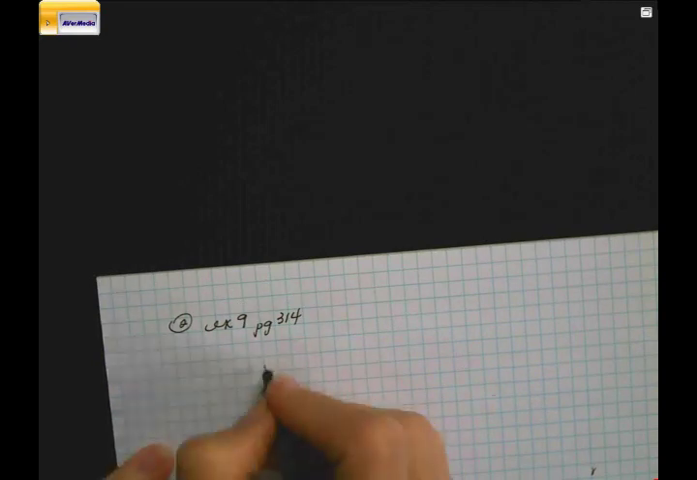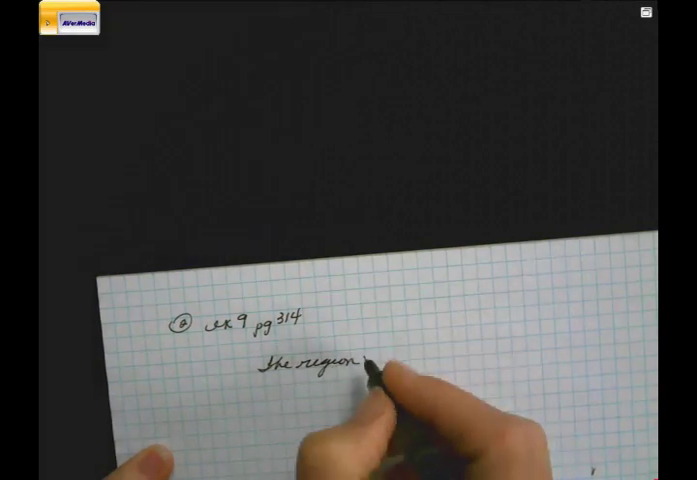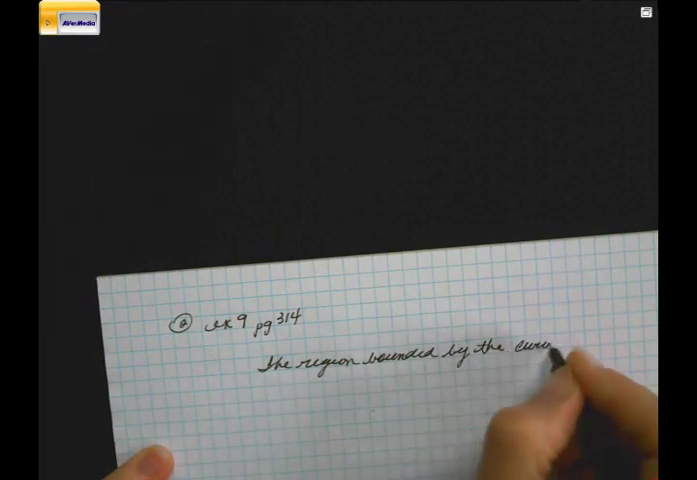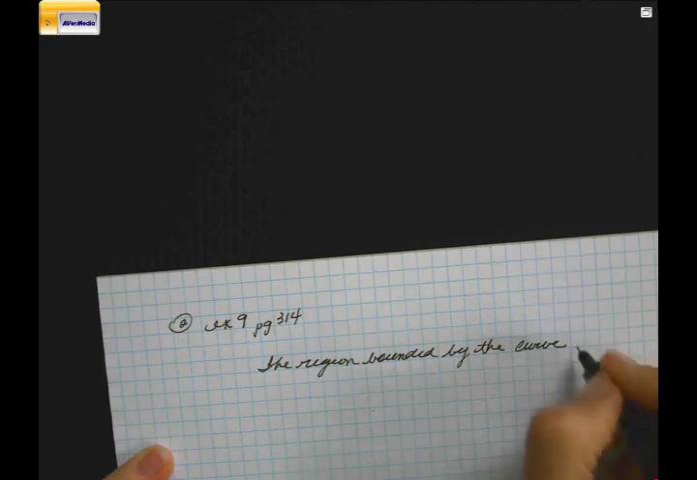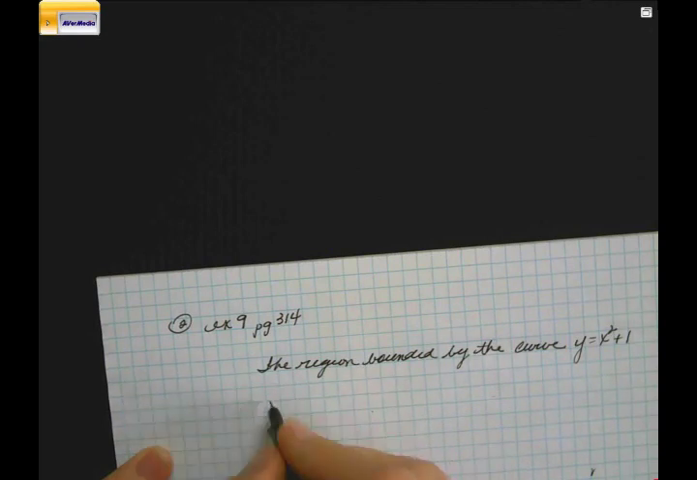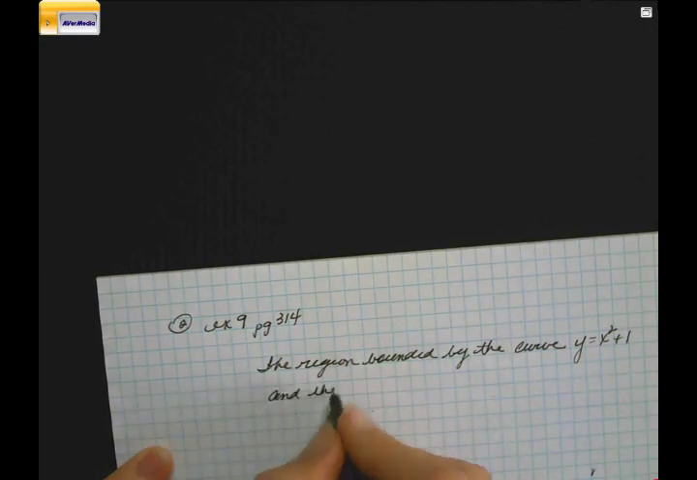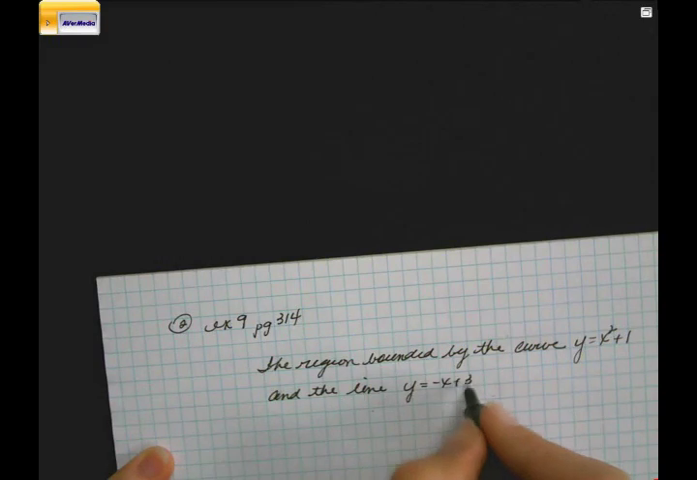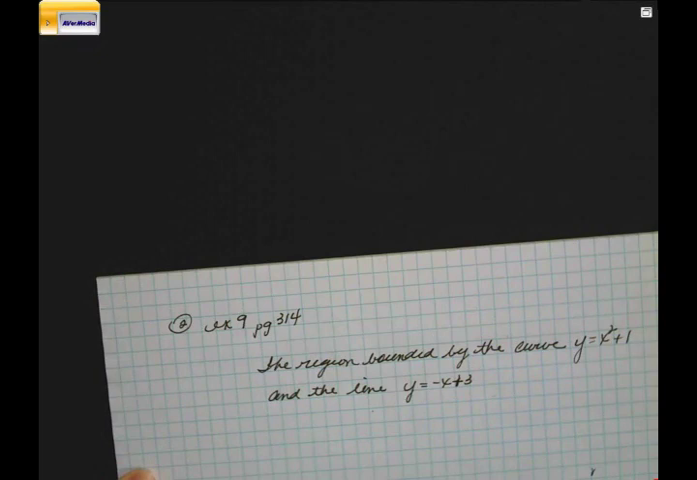Okay, it says find the region bounded by the curve y equaling x squared plus 1, which is a parabola up 1 unit, and the line y equaling negative x plus 3. That's just a linear line. So you're going to graph a parabola and a straight line. They're going to most definitely intersect somewhere.